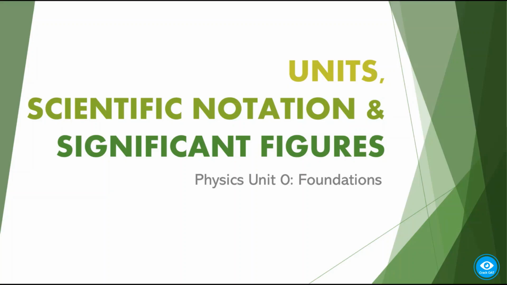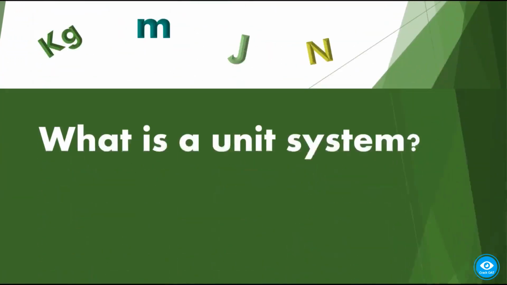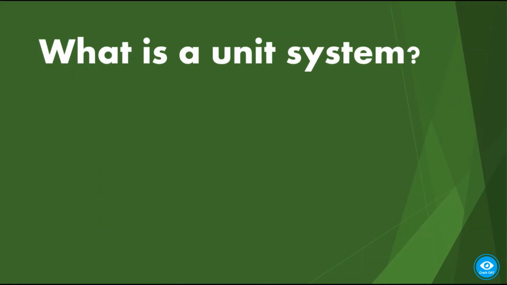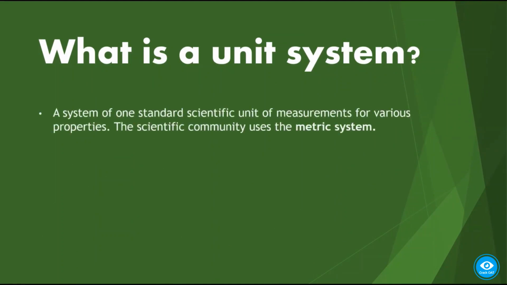We're going to begin our physics crash course by talking about units, scientific notation, and significant figures. So first off, what is a unit system? A unit system is a system of one standard scientific unit of measurements for various properties. The scientific community uses the metric system, which is different from the US system.